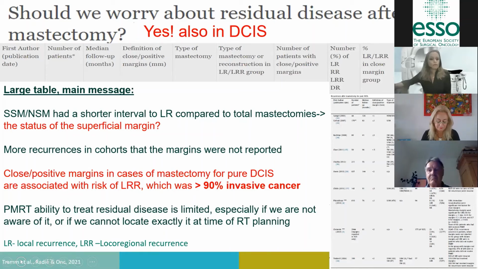If we want to treat gross disease or larger foci of tumor, we need to increase the doses, and this will increase toxicity. So if we're not aware of residual disease, or if we cannot exactly locate it, the radiation doses that are given will probably not treat larger foci of tumor.